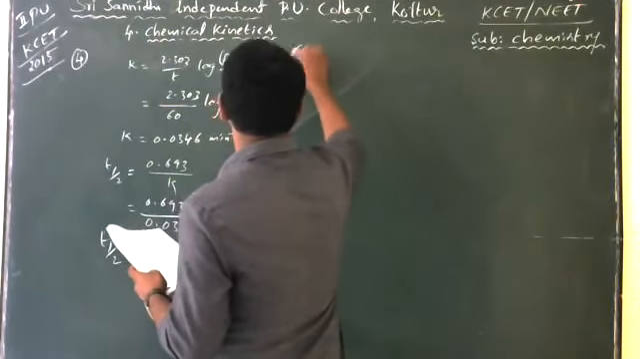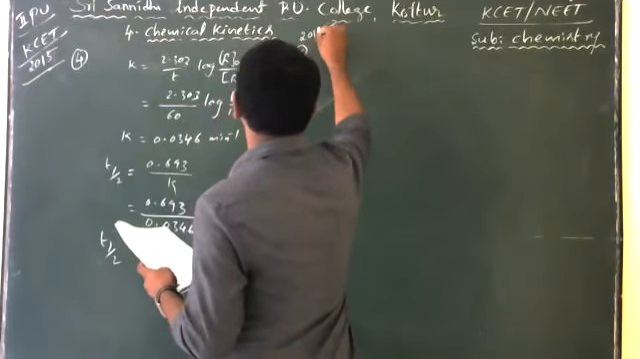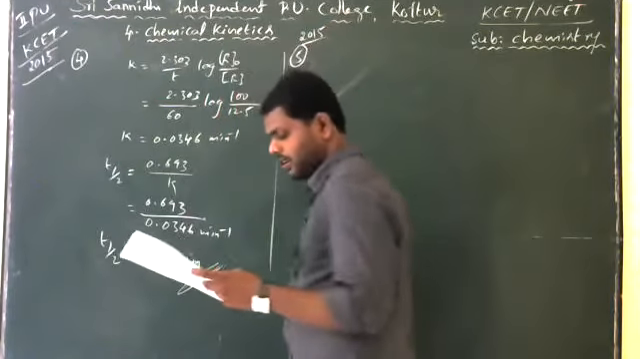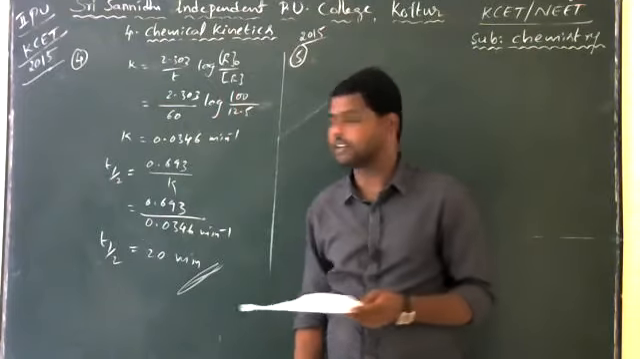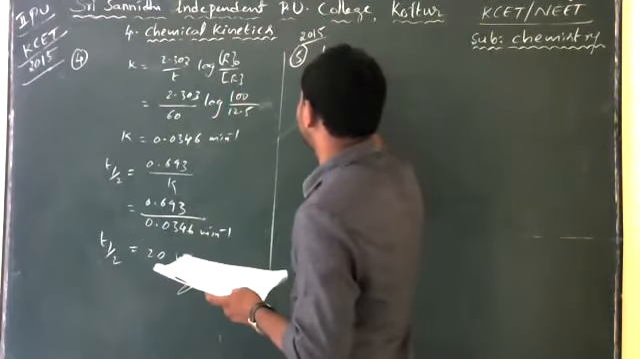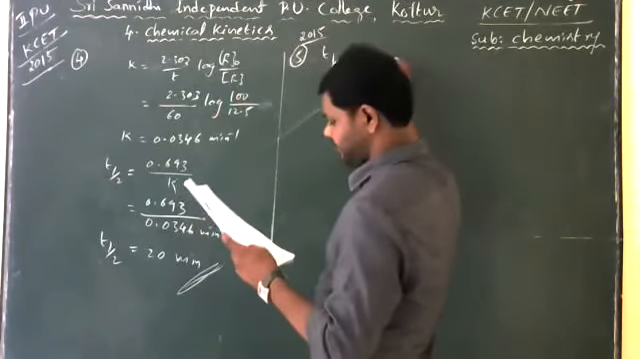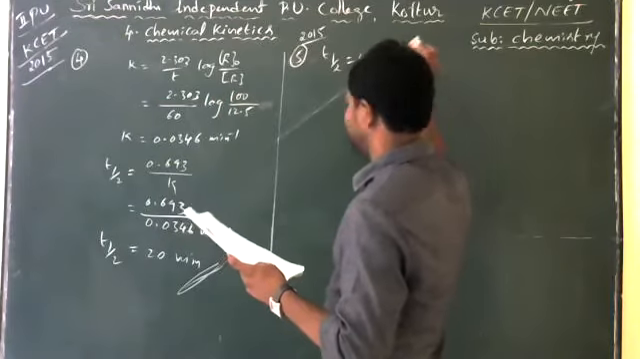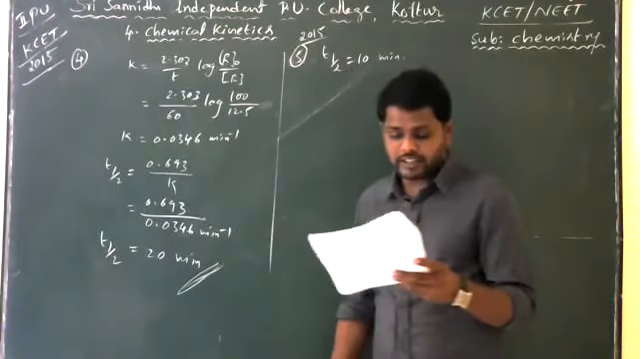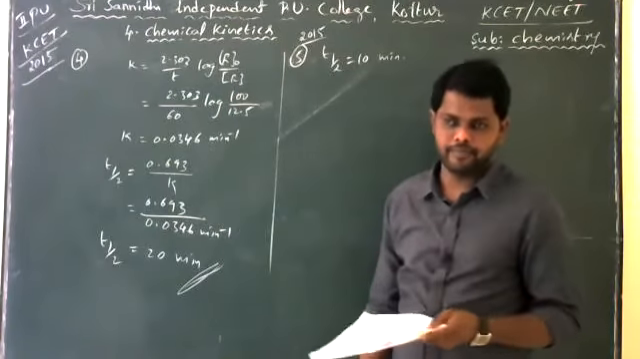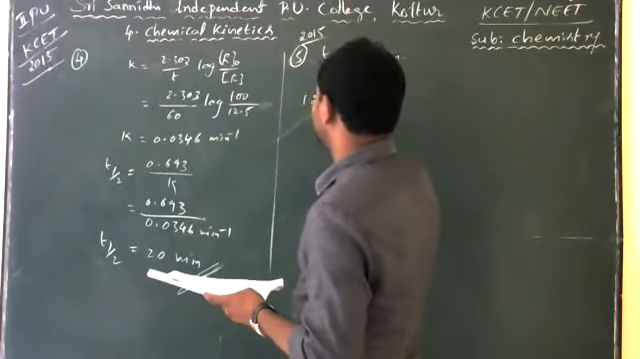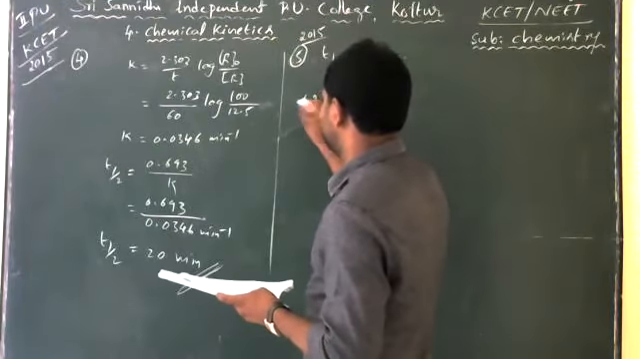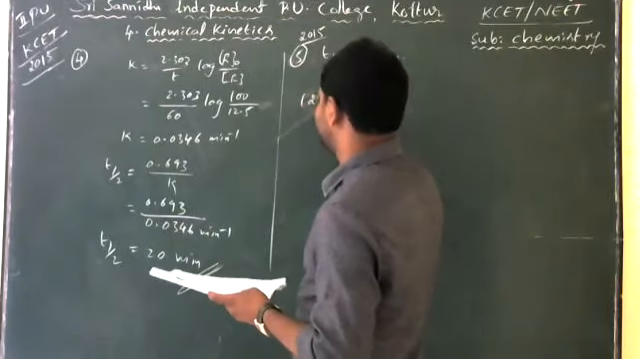Next, question number 5, the fifth question, 2015 only. The half life period of a first order reaction is 10 minutes, T half is equal to 10 minutes, starting with the initial concentration 12 M. What is the initial concentration? It is 12 M.